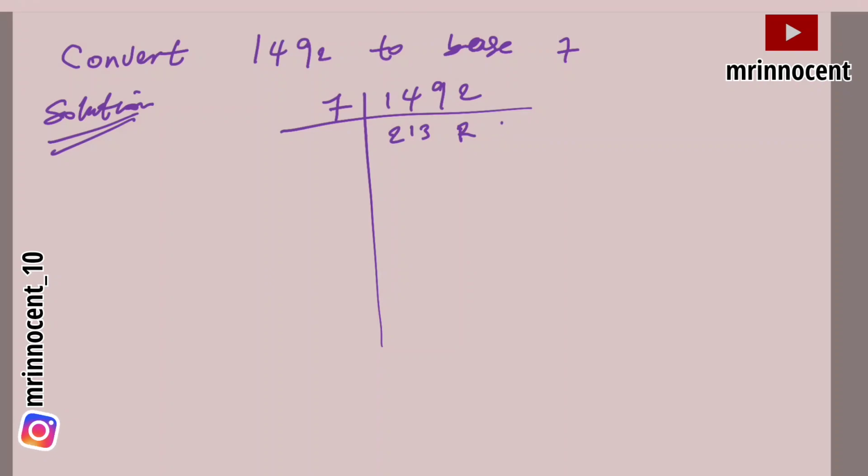remainder 1. 7 into 213 is 30, remainder 3. 7 into 30 is 4, remainder 2. 7 into 4 is 0, remainder 4. Take it from bottom to top.